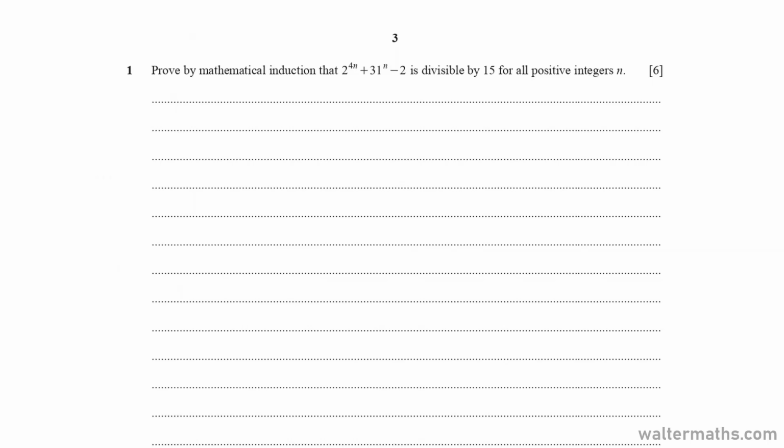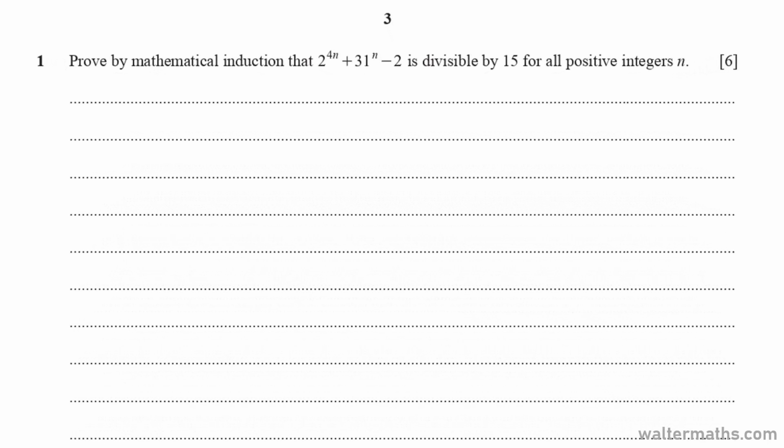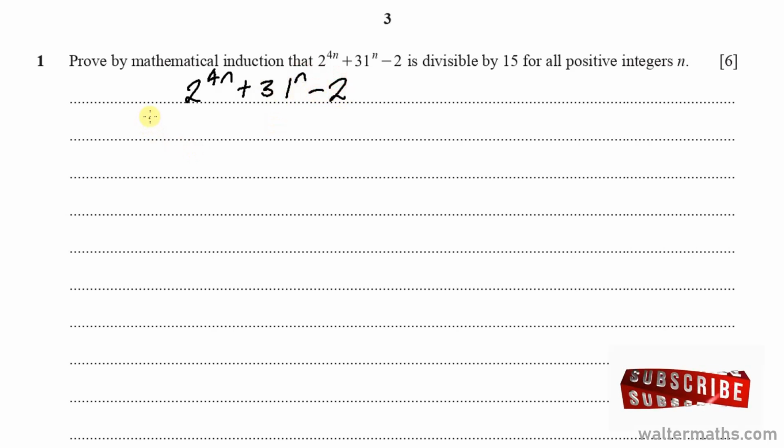So in question number 1 we've got mathematical induction. They say, prove by mathematical induction that 2 to the power of 4n plus 31 to the n minus 2 is divisible by 15 for all positive integers n. Okay, so we have here 2 to the power of 4n plus 31 to the power of n minus 2. So here we're going to start by proving for n is equal to 1.